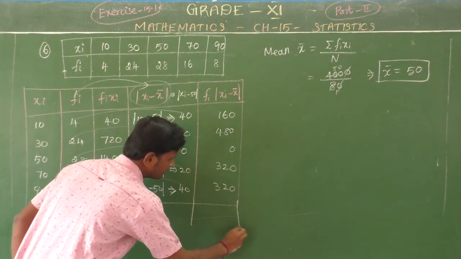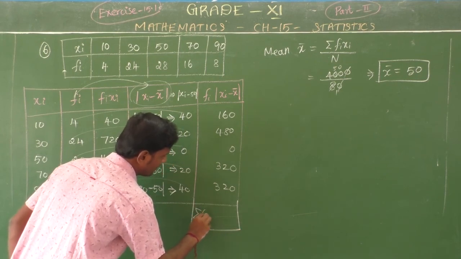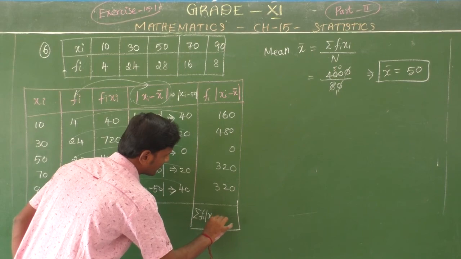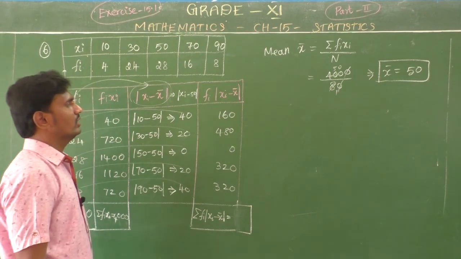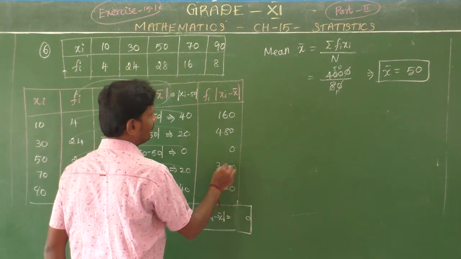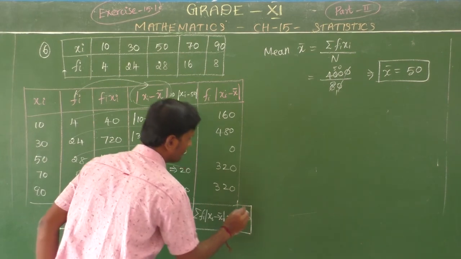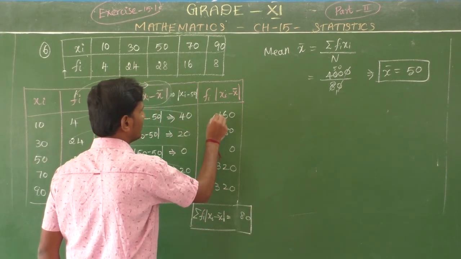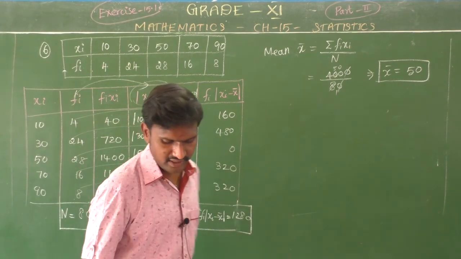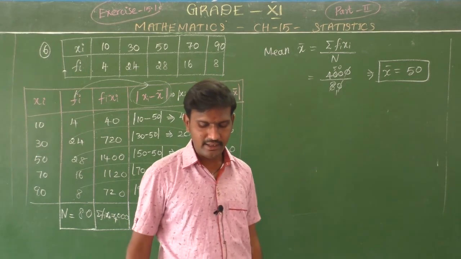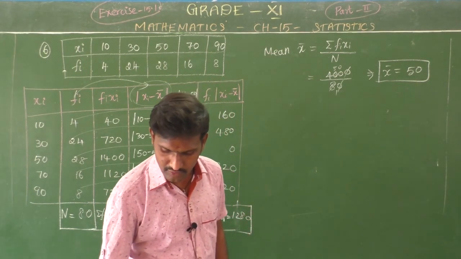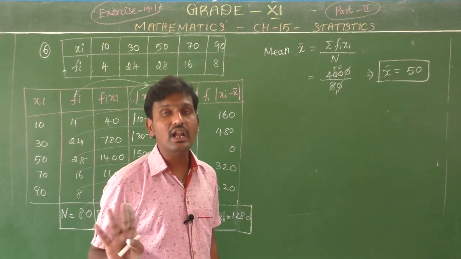Now I am going to add the summation fi into modulus of xi minus x bar, which is equal to: 0, 2 plus 2 is 4, 10, 18, remainder 1, 4, 7, 8, 12. So 1280. 1280 is the value of summation fi into modulus of xi minus x bar. Now what am I going to find? The question asks: find the mean deviation about the mean.